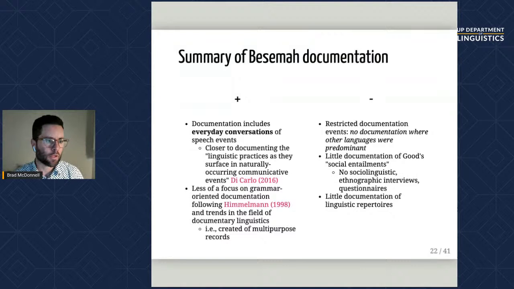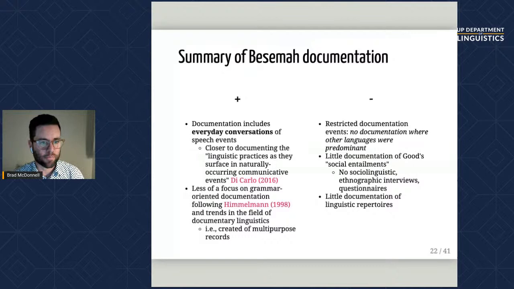So if we take a look at the pluses and minuses of my documentation of Busuma, we see that my documentation included everyday conversations. And so this is closer to documenting the linguistic practices as they naturally occur, as naturally occurring communicative events that Dicarlo pushes forward in his phenomenological approach. And there's less of a focus on grammar-oriented documentation. This is following Himmelmann and others, and a trend towards making multi-purpose records of the language. A conversation is a great multi-purpose record of the language because everybody engages in everyday conversations.